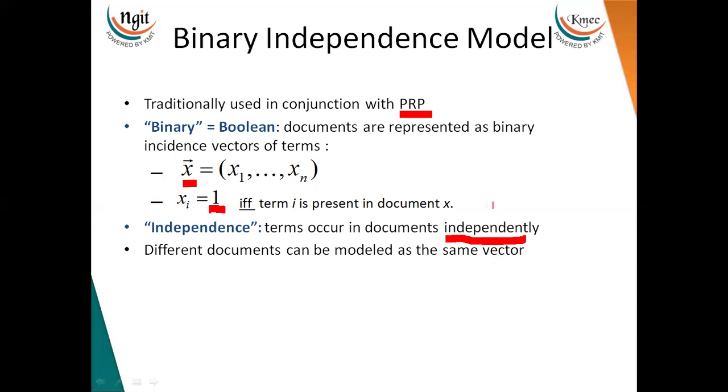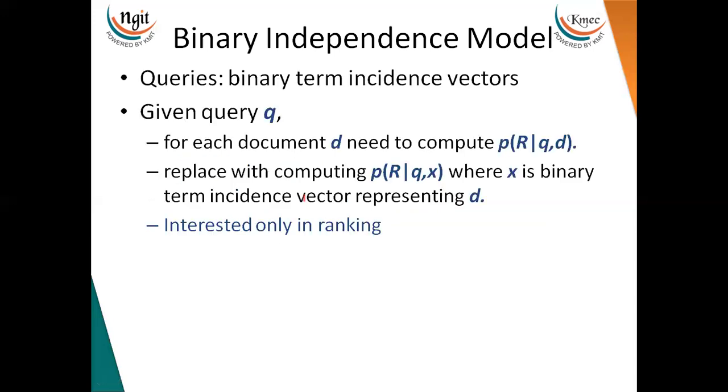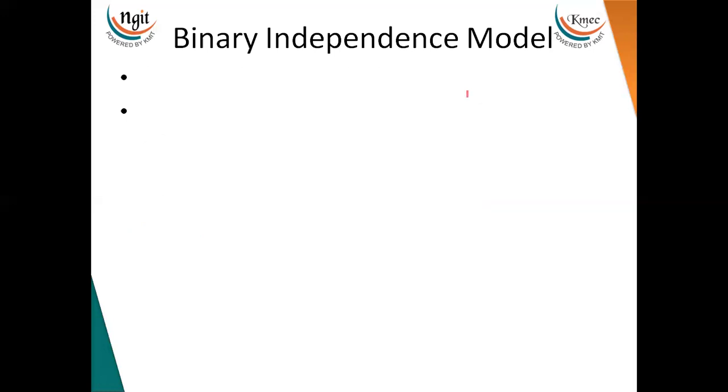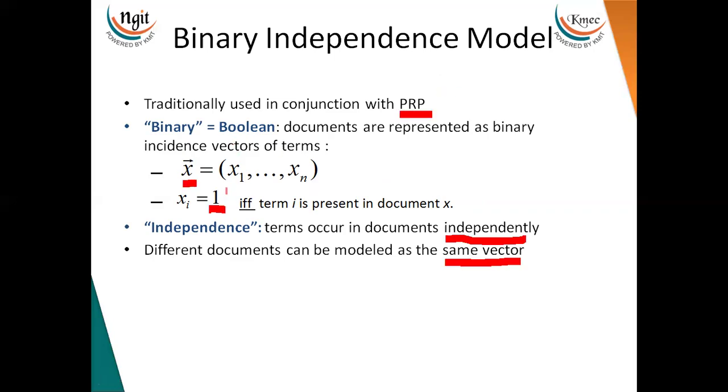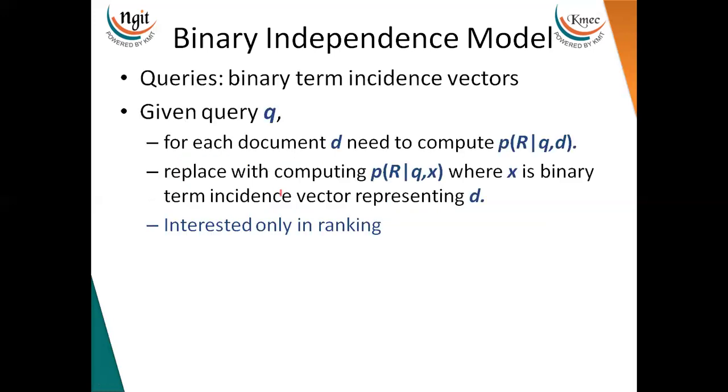Now, different documents can be modeled as the same vector. Why? Because here the vector is generated based on whether a particular term is present in the document or not. So it may happen that two documents give you the same vector. Remember that one. Now, query means what? It is a set of terms. Now you have to represent your query also in the form of a vector. In the same way as you represent your document as a vector, you should represent your query also as a vector. That we have already seen in the vector space model.